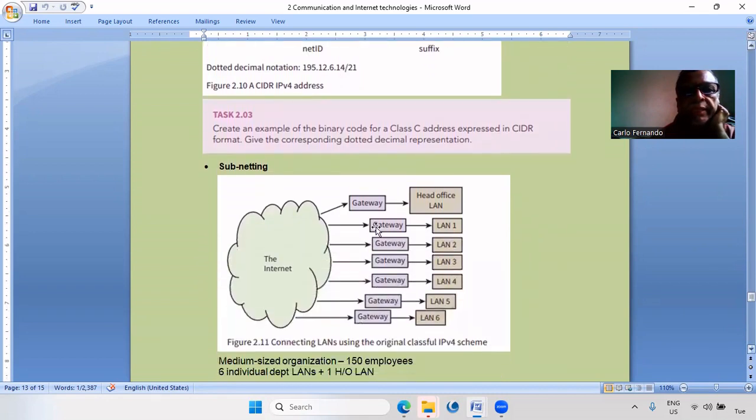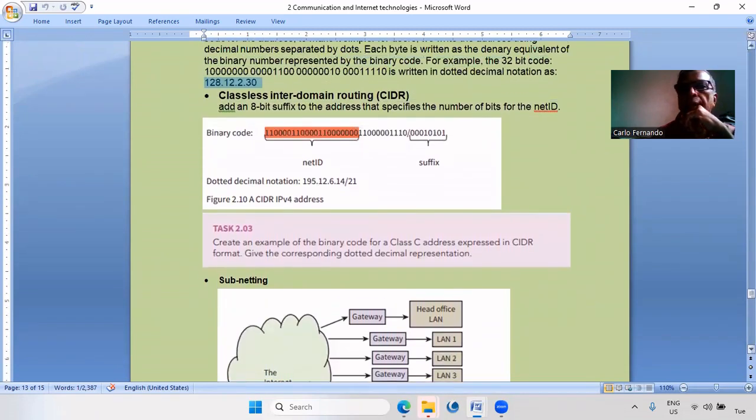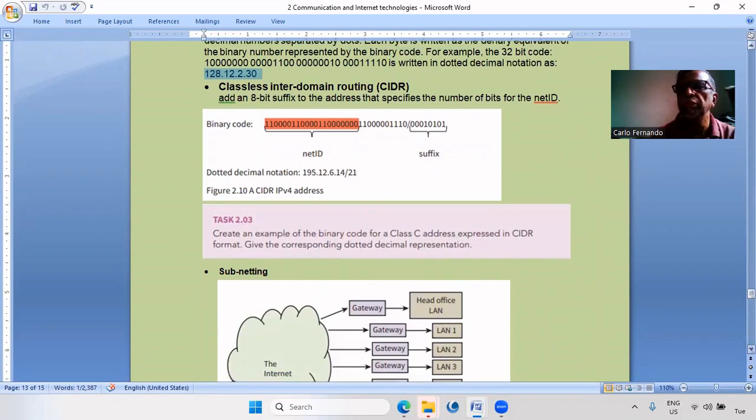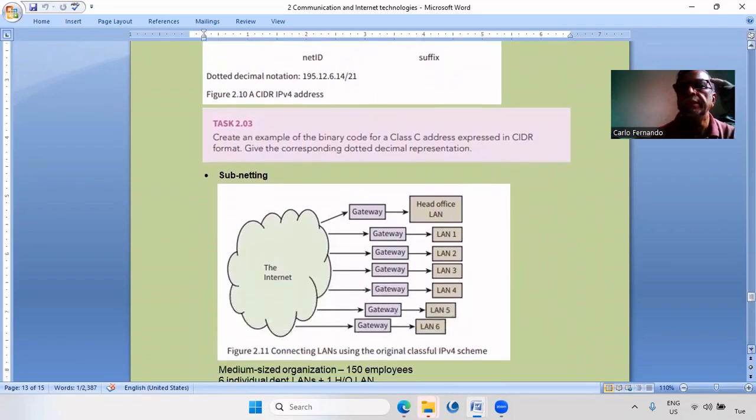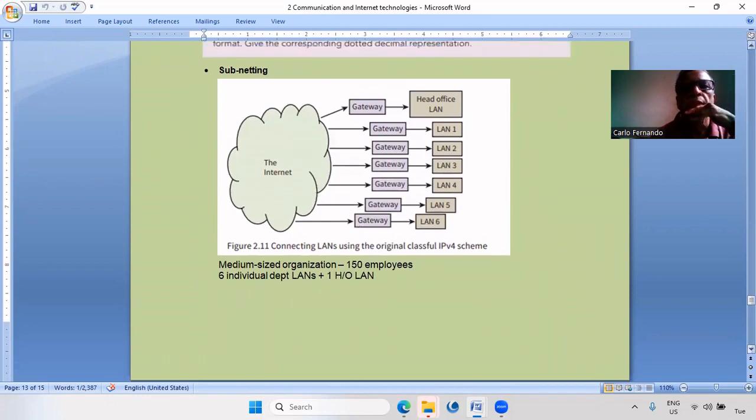Another task: create an example of the binary code for a class C address expressed in CIDR format. Give the corresponding dotted decimal representation. So I think you should be able to do that now. If you can't do it, then you have to go back, watch this video again, read the tutorial which is available, then attempt again, then you will be able to do it.